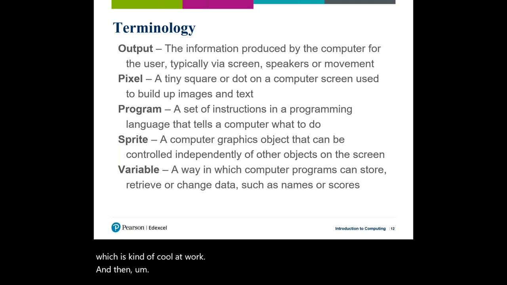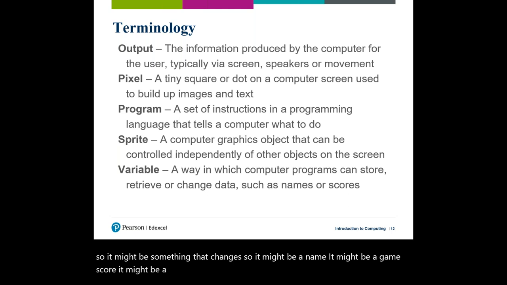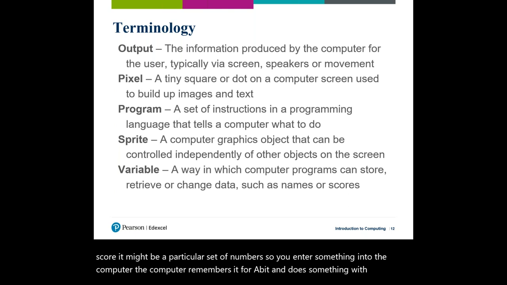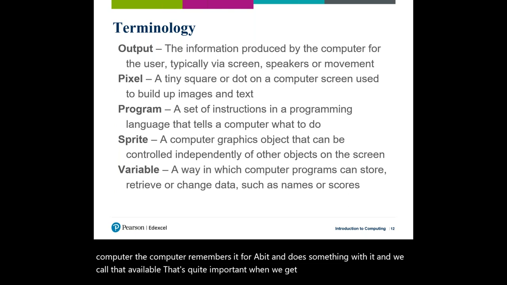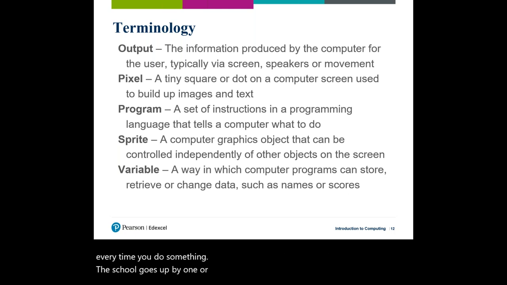And then a variable is an interesting one. That's kind of how computers keep data inside them. So it might be something that changes. So it might be a name, it might be a game score, it might be a particular set of numbers. So you enter something, the computer remembers it for a bit and does something with it, and we call that a variable. That's quite important when we get into Scratch and we start looking at maybe making a game. And so you want a variable to be the score, and every time you do something, the score goes up by 1 or by 10 or by 50, depending on what you've done. So variables are quite important when you get into Scratch programming.